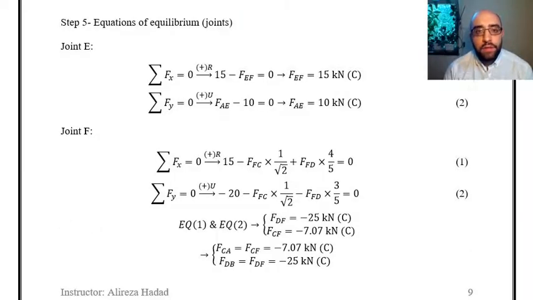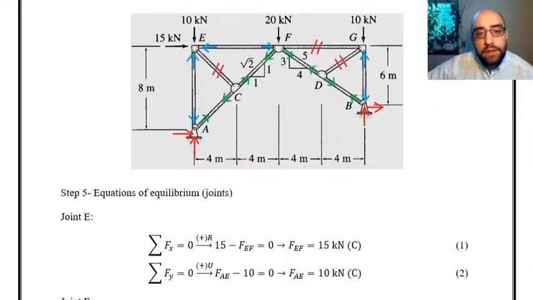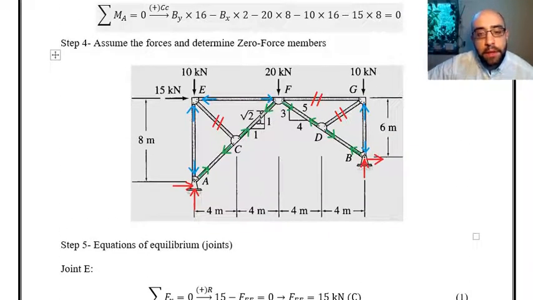After finding the forces in joint E, we can move forward to another joint, and that joint is joint F. So based on joint E, we could find the force in members EF and AE, and now I'm going to move to joint F and write the equations over here.